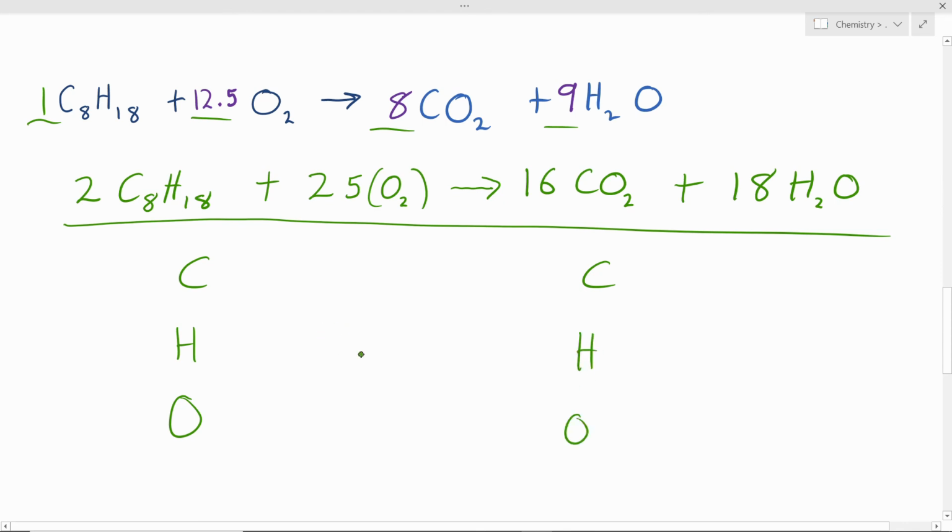If you remember, previously I showed that they did match up, but it was unaccepted because of this decimal here. We just multiplied everything by 2. So they're still going to be balanced because everything was doubled. We did the same thing to each one.